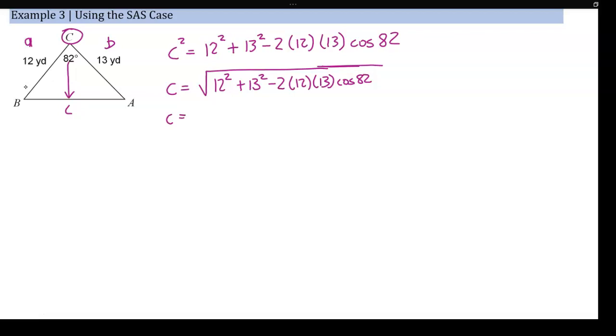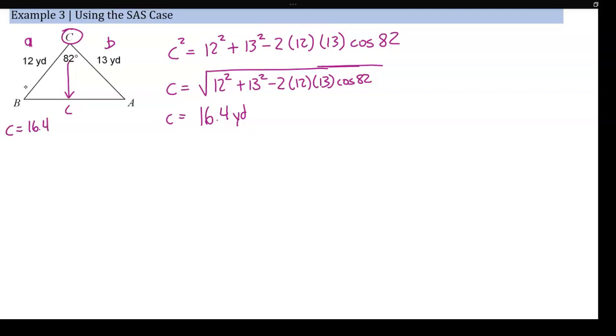And so we're going to get C equals, it's a long calculation, so 12 squared plus 13 squared minus 2 times 12 times 13 times the cosine of 82. I get C to be 16.4. So they rounded to the nearest yard. We'll go 16.4 anyway. So C is 16.4 yards. All right, so now we know that over here, C equals 16.4.